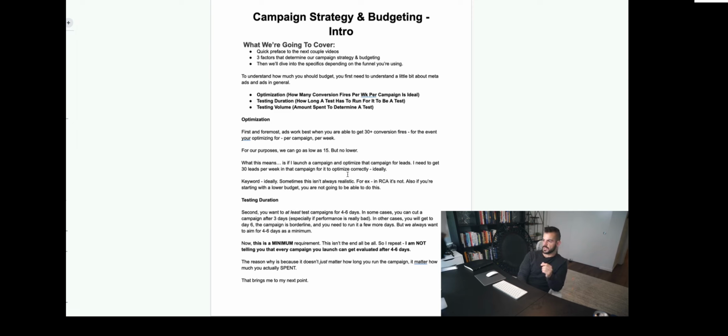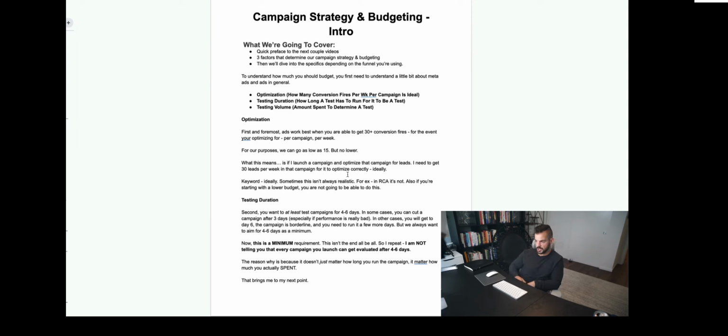Okay, so with that being said, we're going to go over the three factors that determine our campaign strategy and budgeting. And then after that, we'll dive into the specifics. There's three things, okay? Number one is optimization. Number two is testing duration, so how long we test campaigns for. And number three is testing volume. In other words, how much do you have to spend per campaign for it to really be a test? For you to know, okay, I have statistically significant data that this test is good or not good, okay?